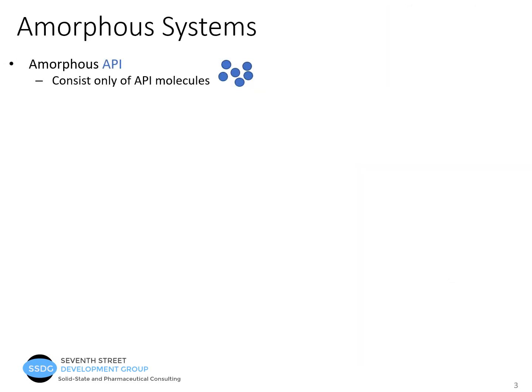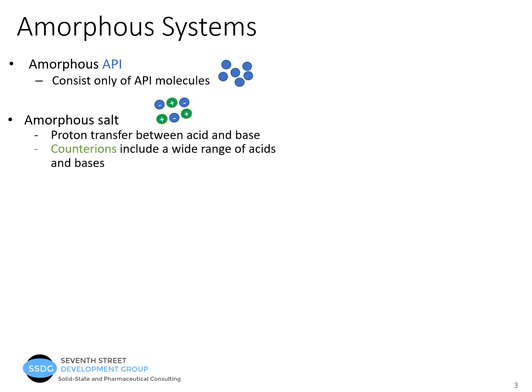There are a number of amorphous systems that we use in the pharmaceutical industry that I'd like to describe. So the first one is amorphous API, where it consists only of API molecules, giving us the less ordered amorphous state. We can also have an amorphous salt, where we have proton transfer between an acid and a base, and the counterions can include a wide range of acids and bases that we all use for salt production.